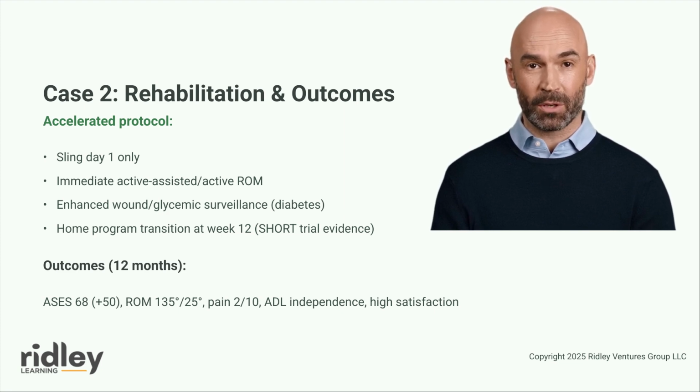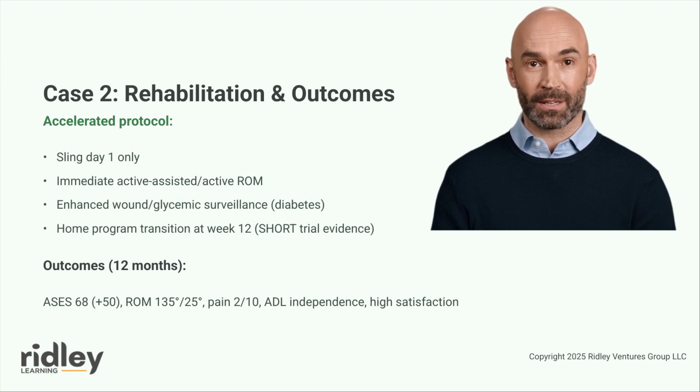Intraoperative range of motion was 140 degrees elevation and 30 degrees external rotation. The rehabilitation progression followed an accelerated protocol. From week 0 to 6, sling use was for comfort on day 1 only, with immediate active-assisted and gentle active range of motion in all planes without external or internal rotation restrictions. Enhanced wound surveillance and glycemic monitoring were implemented given her diabetes-related infection risk. Outpatient therapy was conducted twice weekly.